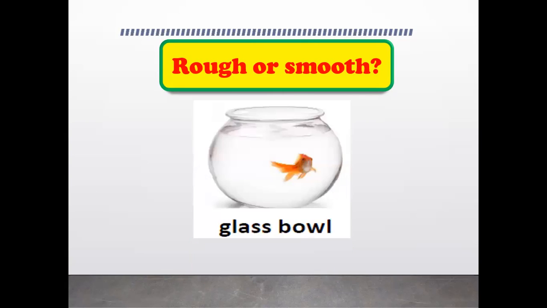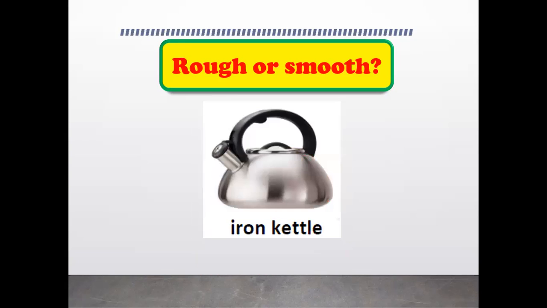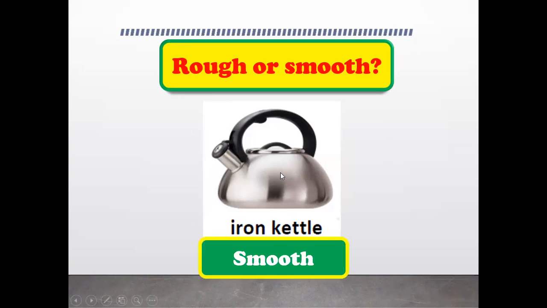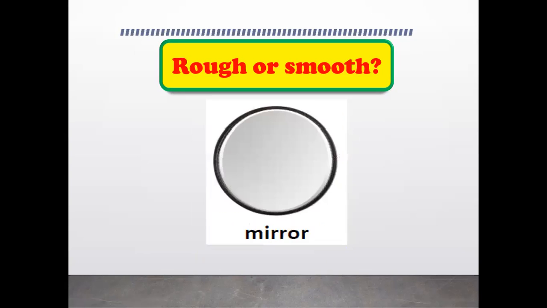Okay, what about the glass bottle? Yes, it will be smooth. If you put your hands on the glass, you will find it slipping and it has an even surface. Iron kettle. If you put your hands on the iron kettle, you will find it smooth. Yes, what about the bark? The bark of the tree. Okay, it's clear. Of course, it will be rough. What about the mirror?